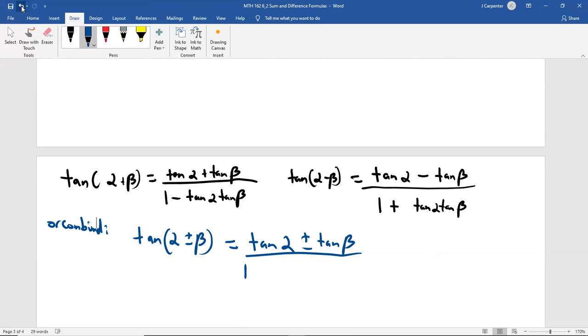Then when the original thing had a plus, this down here was a minus, and vice versa. When there was a minus, it's a plus. So this goes minus or plus instead, tan alpha, tan beta. I'm going to make my alphas look a little better. There we go.